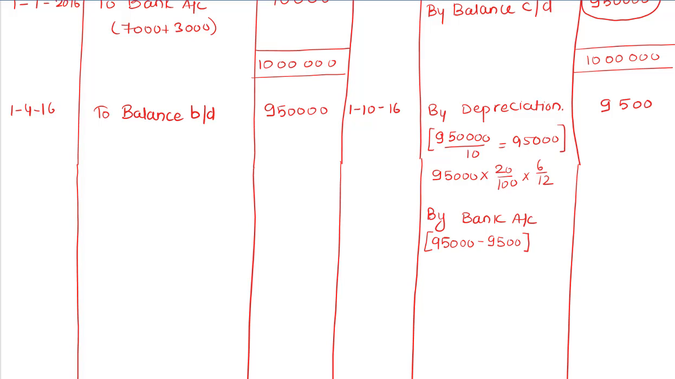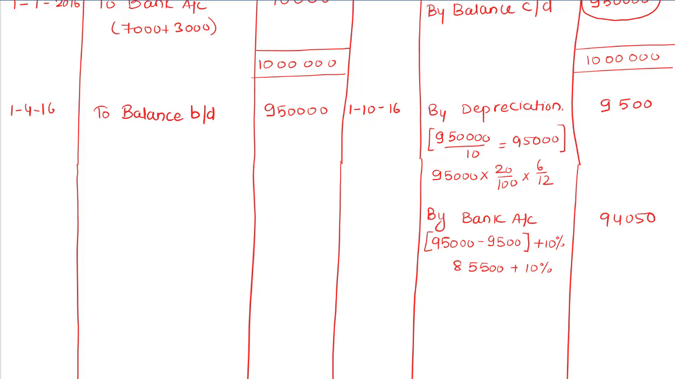85,500 plus 10%. So this is 85,500 plus 10% of 85,500. Total is 94,050. That is, the total is 94,050. I believe it is clear to all of you.